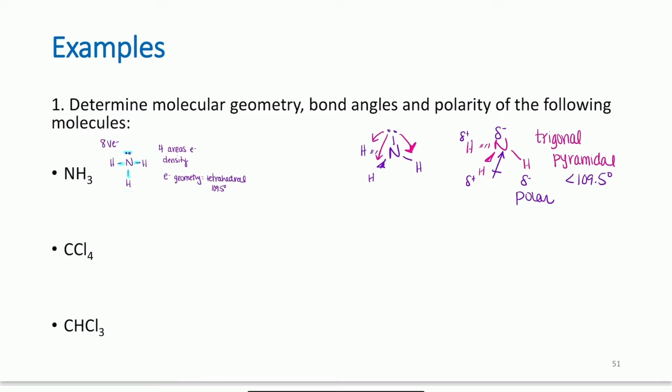When I look at CCl4, carbon has 4 valence electrons, each chlorine has 7, so 32 valence electrons. Connect your atoms and give your outer atoms their octet. Check to make sure your central atom has its octet. It does, so we are good to go. We have 1, 2, 3, 4 areas of electron density, so we're talking about it compared to the central atom, the atom we're looking at.